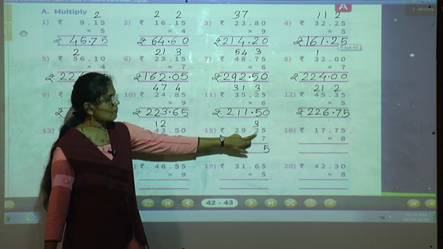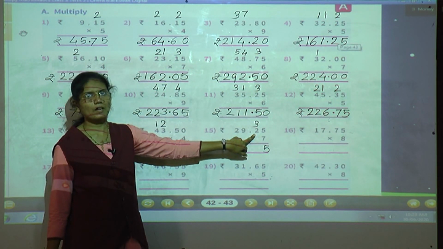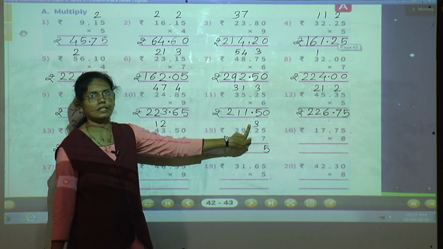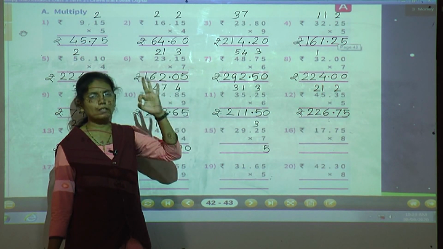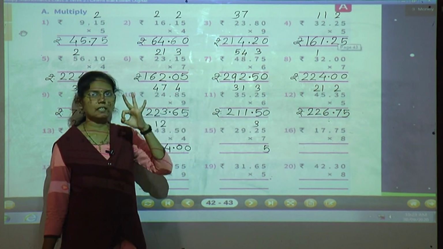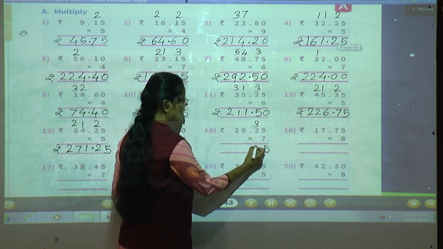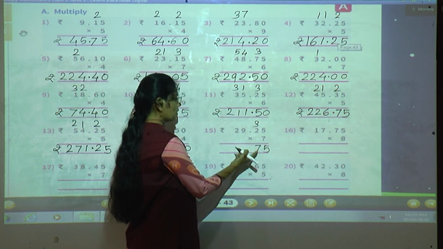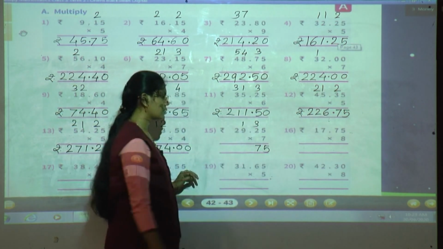Then what you are going to do? 7 into 2. 7 2s are, say the table of 7, 7 2s are 14. 14 plus 3, 17. So write here 17. 17 means 1 ten and 7 ones. So here we'll write 7 and 1 as a carry.